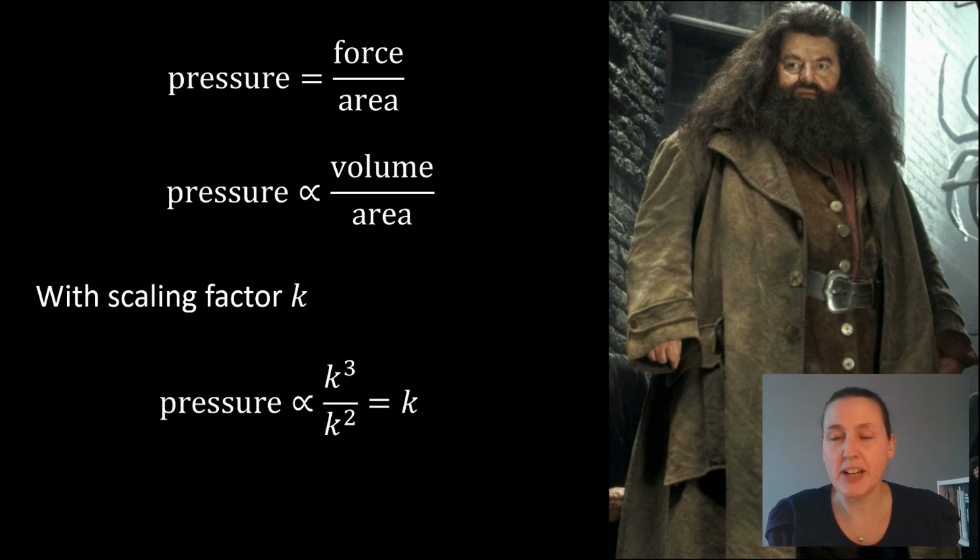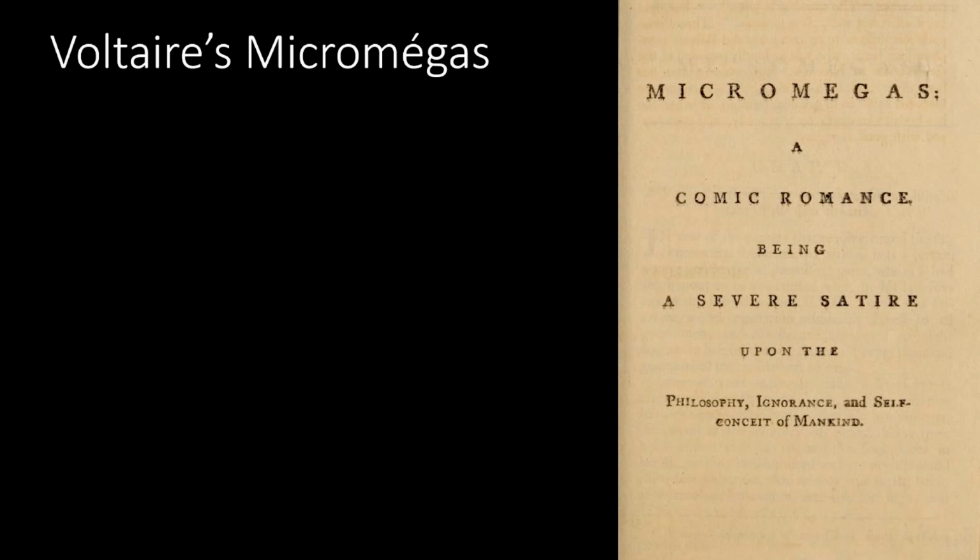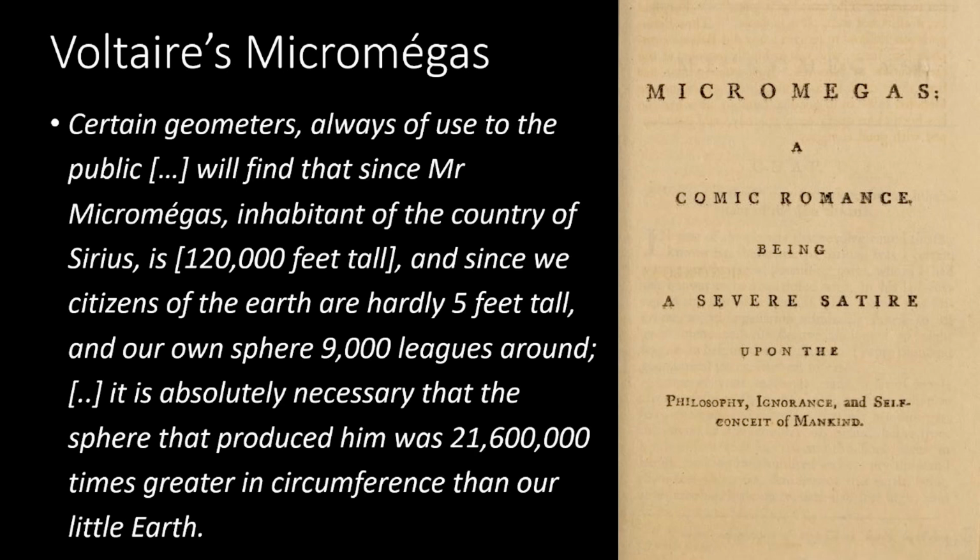Now, I've mentioned the gravity on Earth because there's another satirical work by Voltaire called Micromégas, which features a giant from somewhere near Sirius, and he visits Earth. Of course, he couldn't exist on Earth because he's so huge. We'll see in a second from this quote. But could he exist on his own planet? Now, the quotation tells us how much bigger he is than we are. He's 120,000 feet tall, and compared to us, about 5 feet tall, says Voltaire, which was about average at that time.